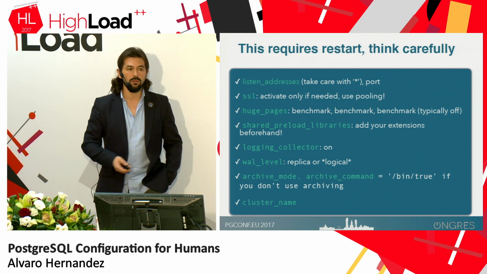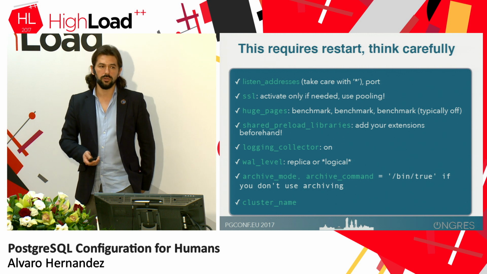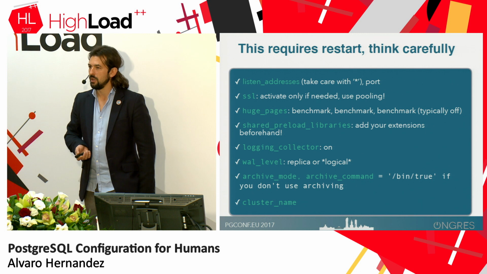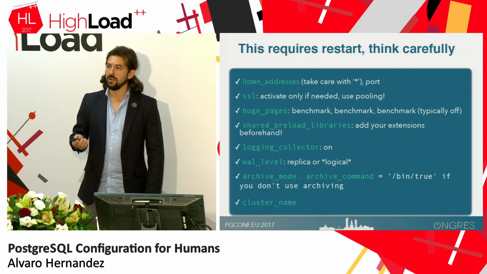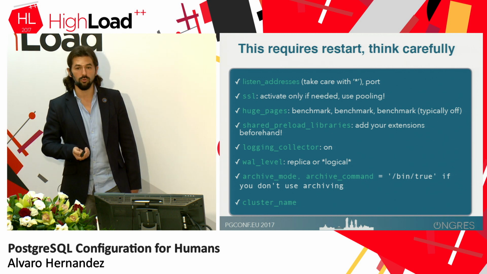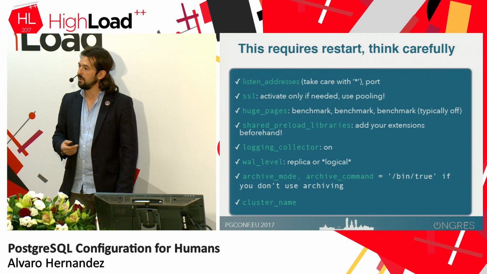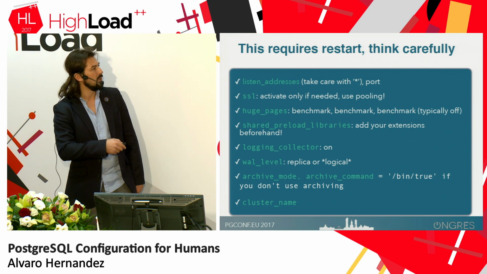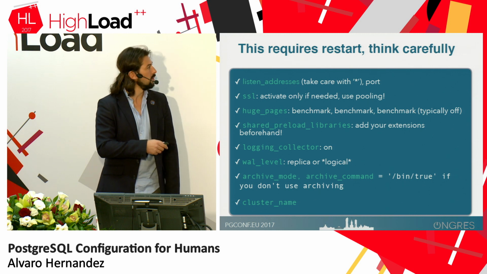Huge pages, by default, is set to try. Huge pages typically should increase performance. In most cases, they decrease it. So by setting them to try, if they are enabled, they will work. So unless you tune and you're sure that it provides some advantage, you should probably set it to off. Shared preload libraries, if you're loading extensions dynamically into Postgres, you should set this parameter and put here the extensions. This is important. The logging collector, unless you want to log to standard output, you're going to tune this.